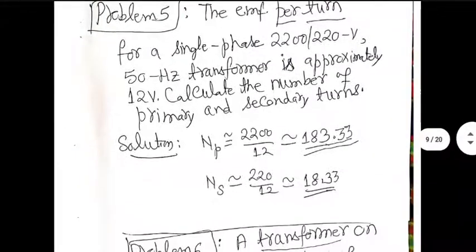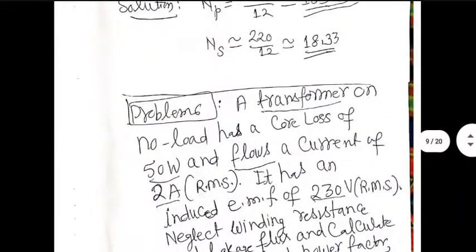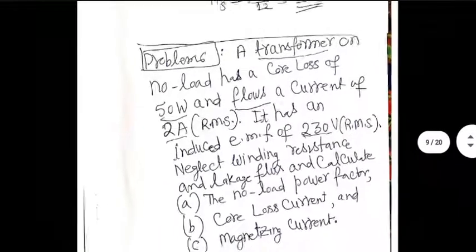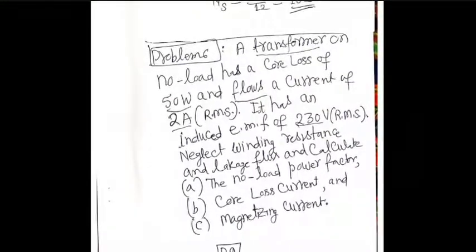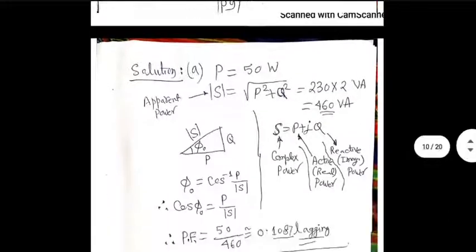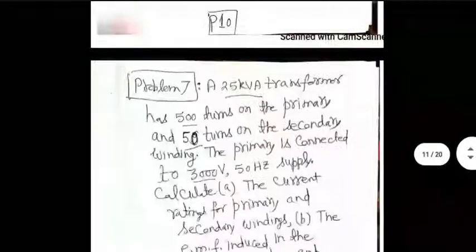Sometimes these are the kind of questions you see in the GATE exam and other competitive exams also. A transformer on no load has a core loss of 50 watt and draws a current of 2 ampere RMS. It has an induced EMF of 230 volt RMS. Neglect winding resistance and leakage flux and calculate the no load power factor, core loss current, and magnetizing current. A little bit involved. Maybe I'll leave it for now. I'll come back to it if time permits.